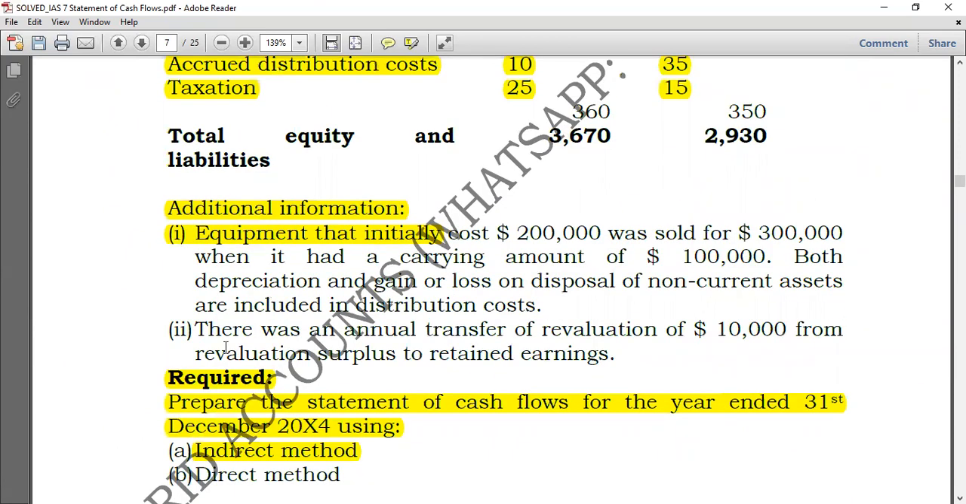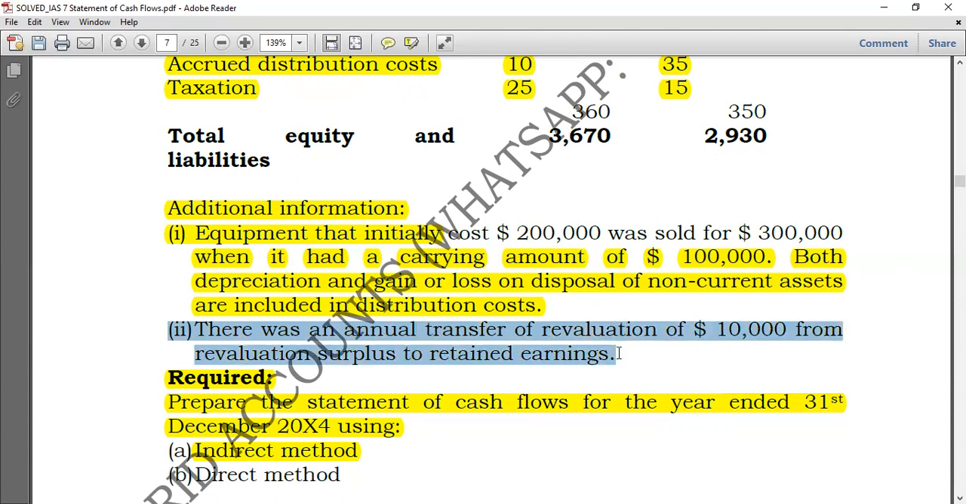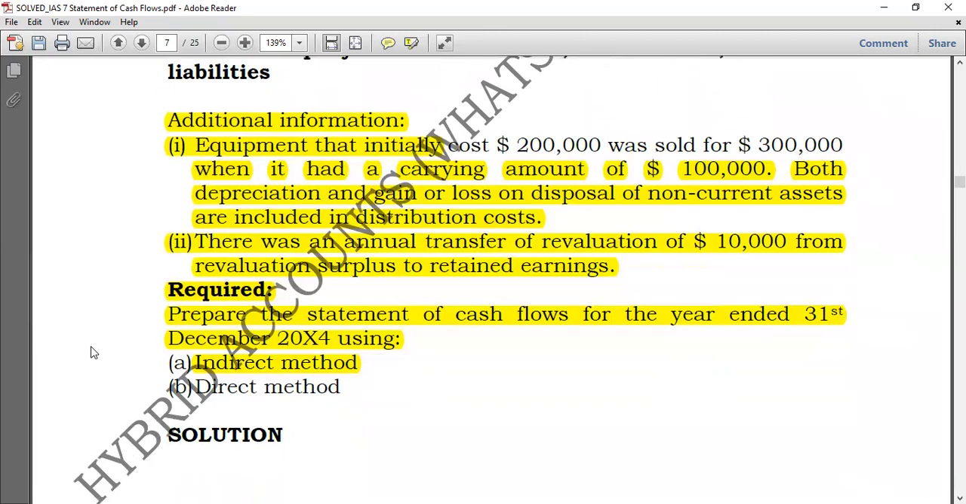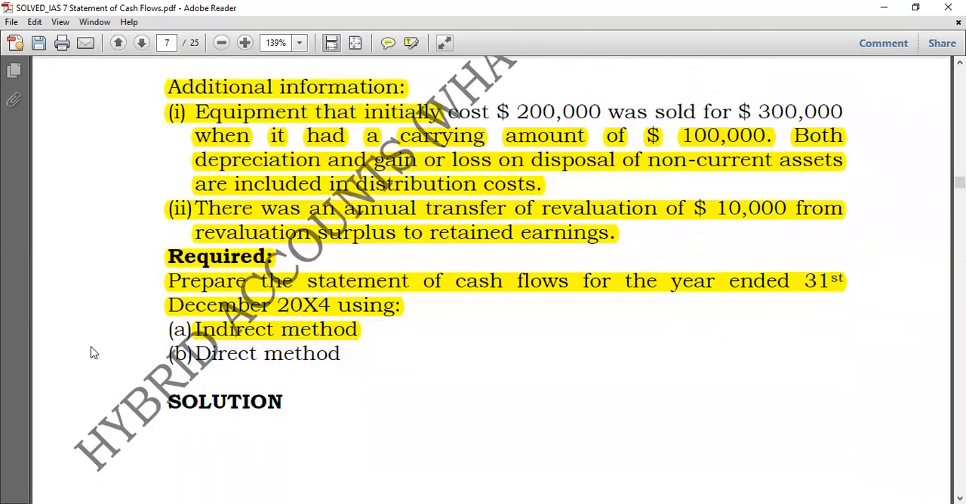After finishing with all additional information, then you would be fine to close the accounts because I would just need to know that there is no other additional information. So let's finish it on number 2. There was an annual transfer of revaluation of 10,000 from revaluation surplus to retained earnings. So I removed them from revaluation surplus and I took them to retained earnings. So I say, this is what I did. Let me transfer. So I have to credit retained earnings and I have to debit revaluation surplus by 10,000.